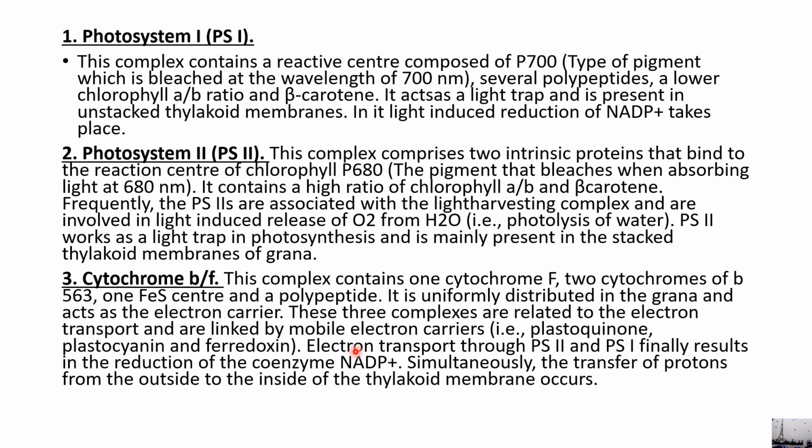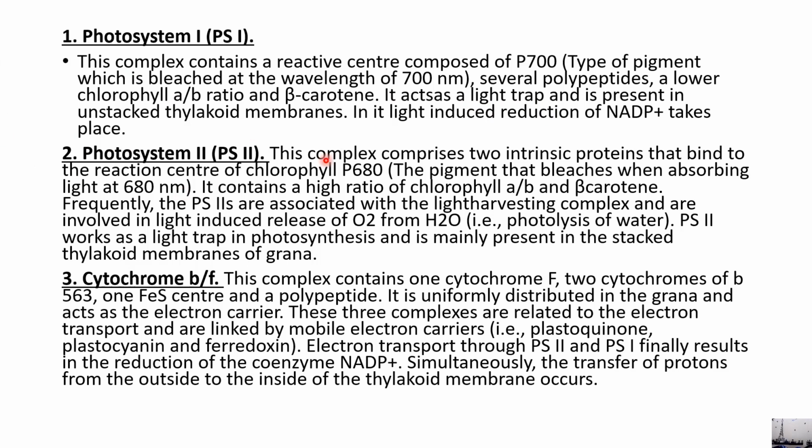Okay, the photosystem 1, which basically is a complex that contains a reactive center composed of P700. Okay, because it's a type of pigment that gets bleached at the wavelength of 700 nanometer. Several polypeptides, a lower chlorophyll A-B ratio, and beta carotene. It acts as a light trap and is present in unstacked thylakoid membranes. In it, light-induced reduction of NADP plus takes place.